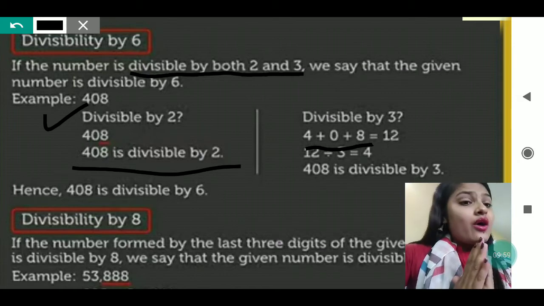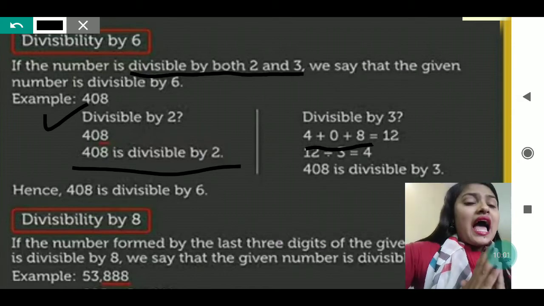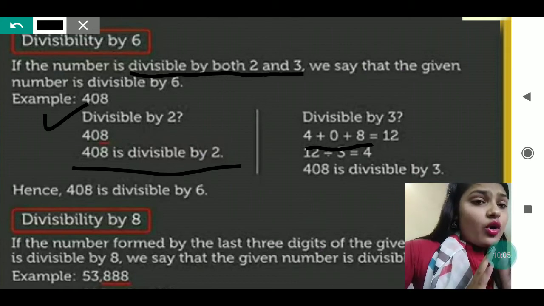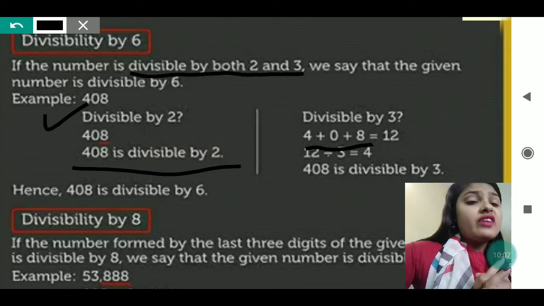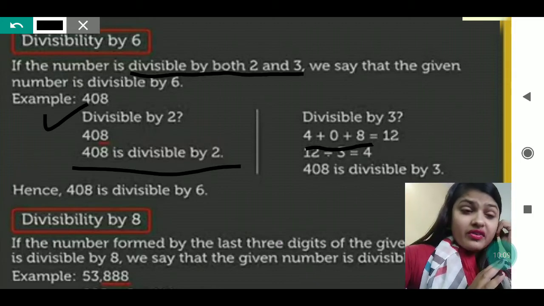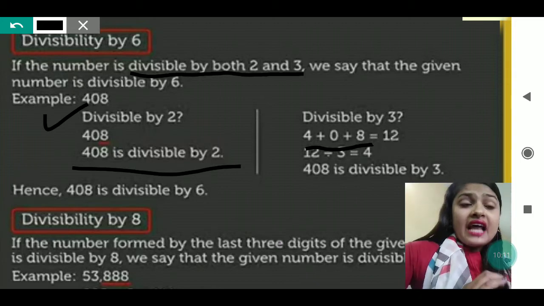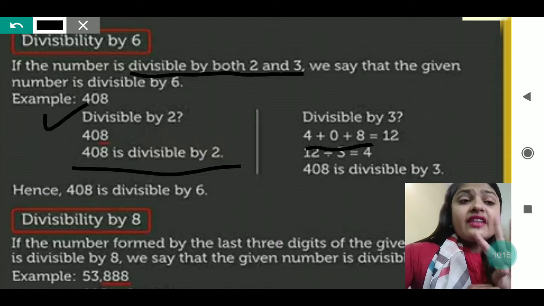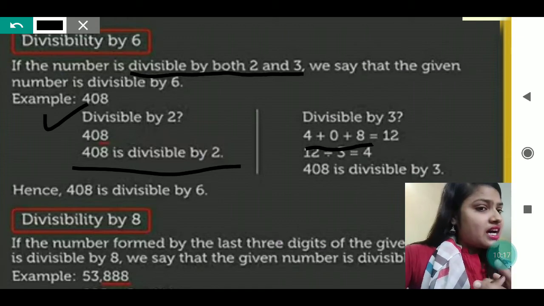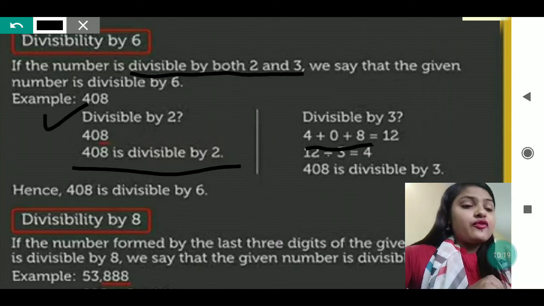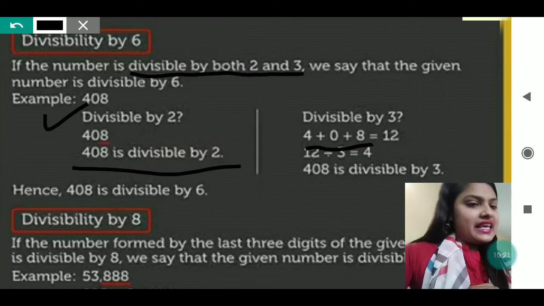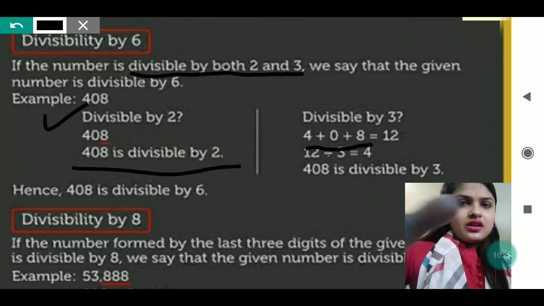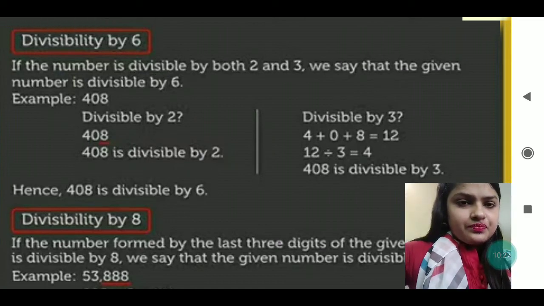2. What will we get? 42. Sorry, I'm wrong here. When we add 4 plus 0 plus 8, we get 12, my dear. Is this 12 divisible by 3? Yes, it is divisible, 4 times. 3 fours are 12. So it means that 480 is divisible by 6 because it is divisible by 2 as well as 3.